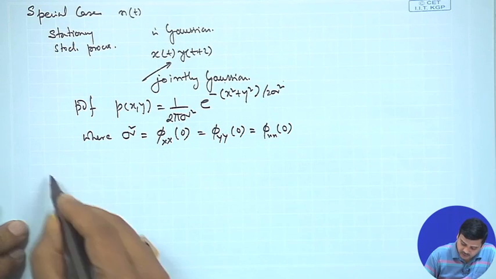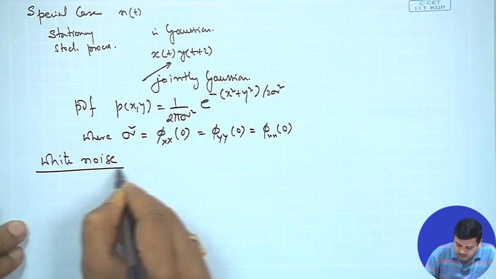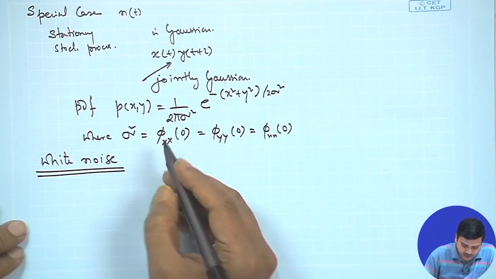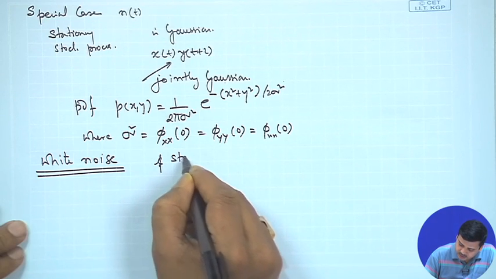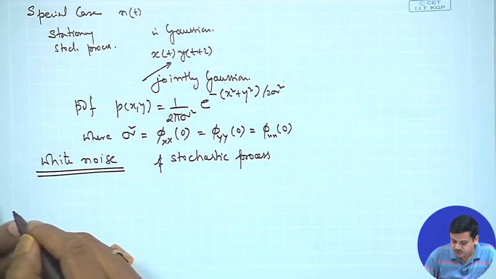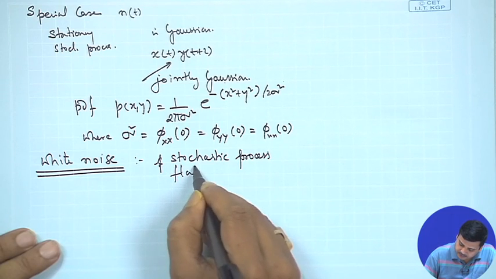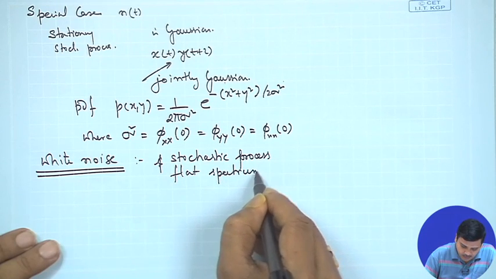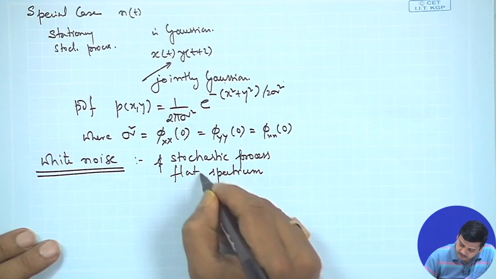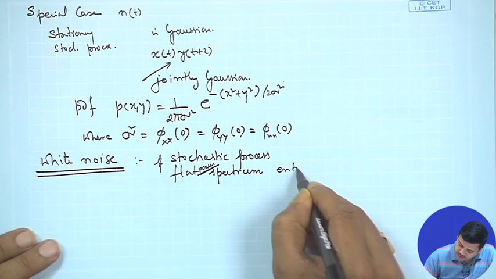So, what we now go into is white noise. When we talk about white noise, it is a stochastic process. That means it is a process which produces values which are random, and they keep on changing with time. That is what it is, and it is defined to have a flat power spectrum over the entire frequency range.